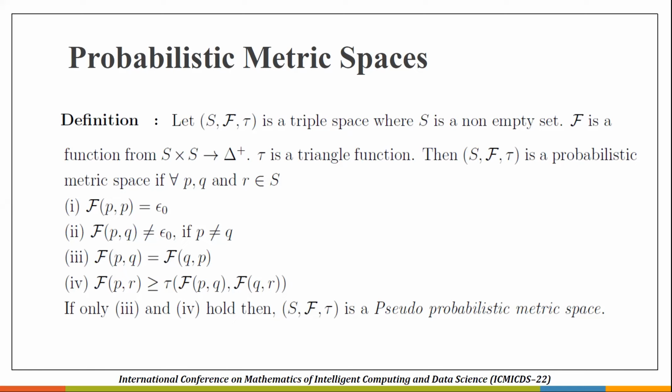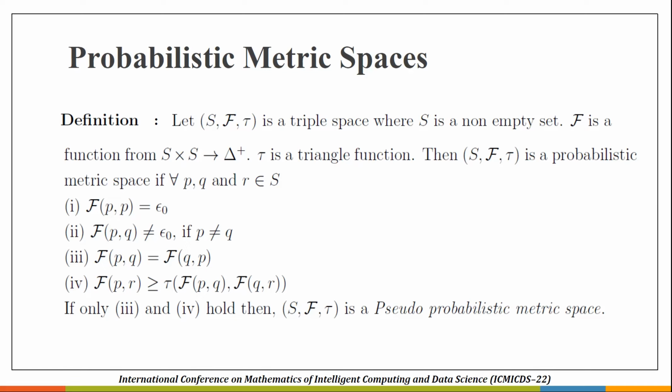So instead of giving a usual or a deterministic distance between any pair of points in S, we assign a distance distribution function to any pair of points in S. And that can be considered as the probability that their distance is less than x at a time point t. And the formal conditions are F_PP is epsilon 0, the unit step function, F_PQ not equal to epsilon 0 for different points P and Q, and F_PQ should be equal to F_QP.